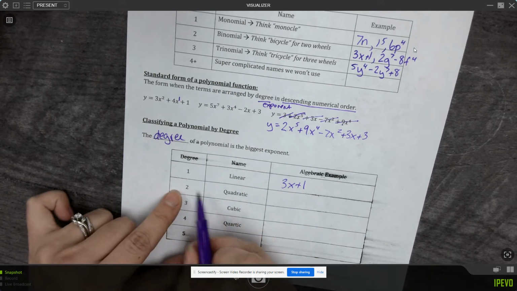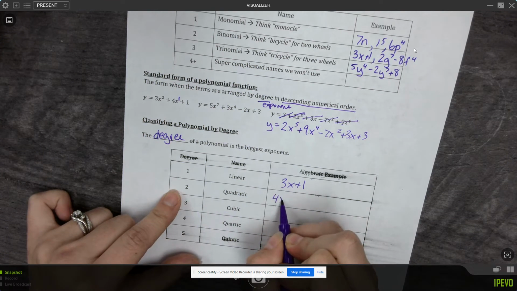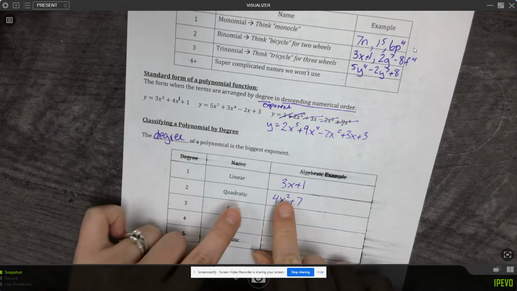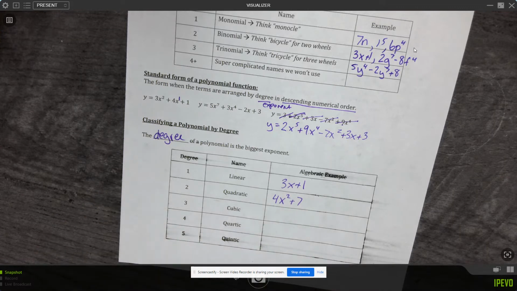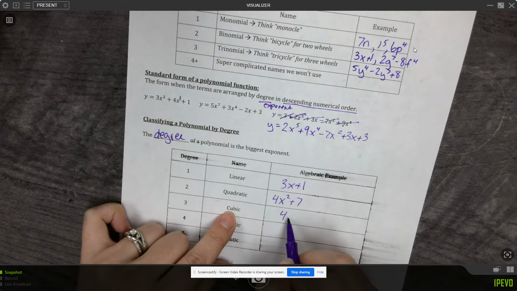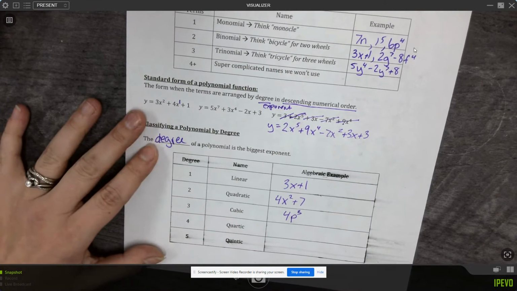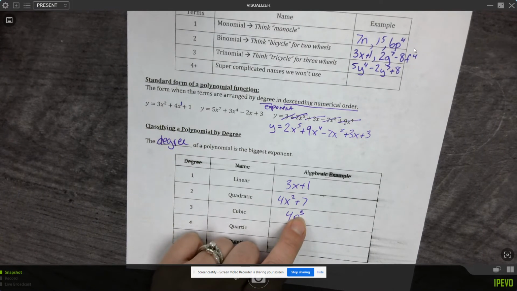If your largest degree is 2, it's a quadratic. 4x squared plus 7. This is a quadratic binomial, 2 terms. If your degree is 3, that makes it cubic. So like 4p to the third is cubic because of this cube on it. And it's also 1 term, so it's also a monomial.